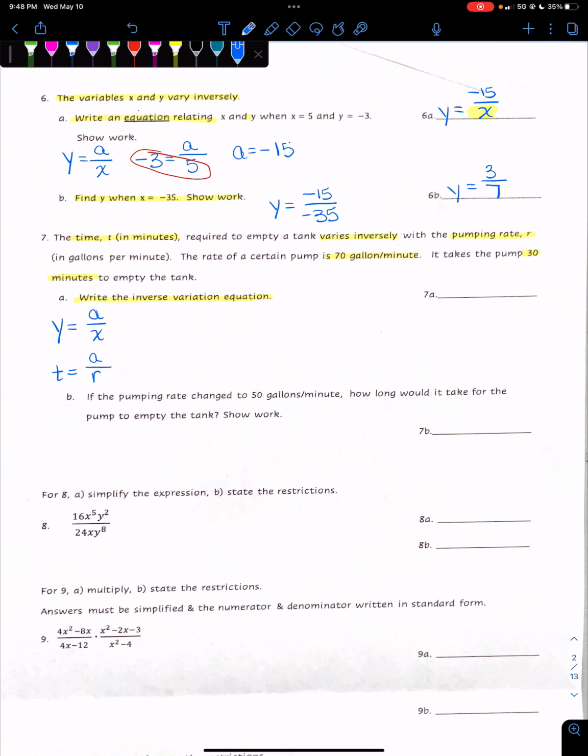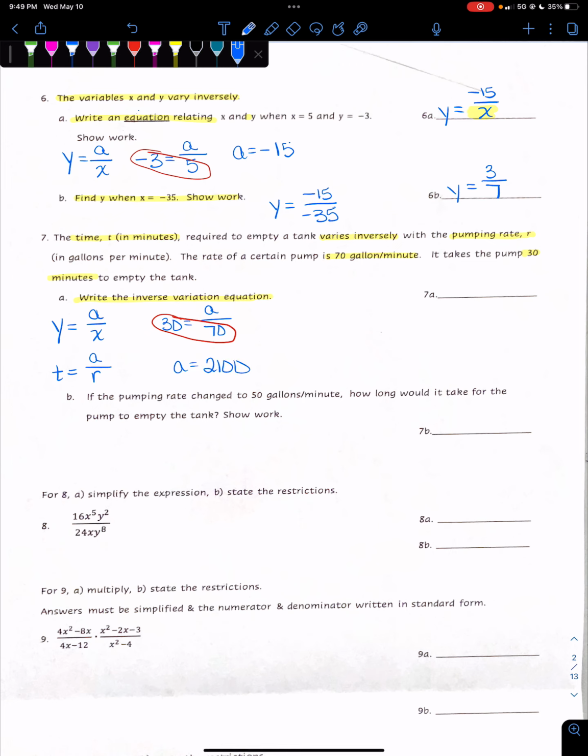Okay. So they tell us that it's 30 minutes is equal to some unknown value at 70 gallons per minute is the rate. So let's go ahead and get what our a value is by multiplying 70 to both sides. So we get a is equal to 2100.